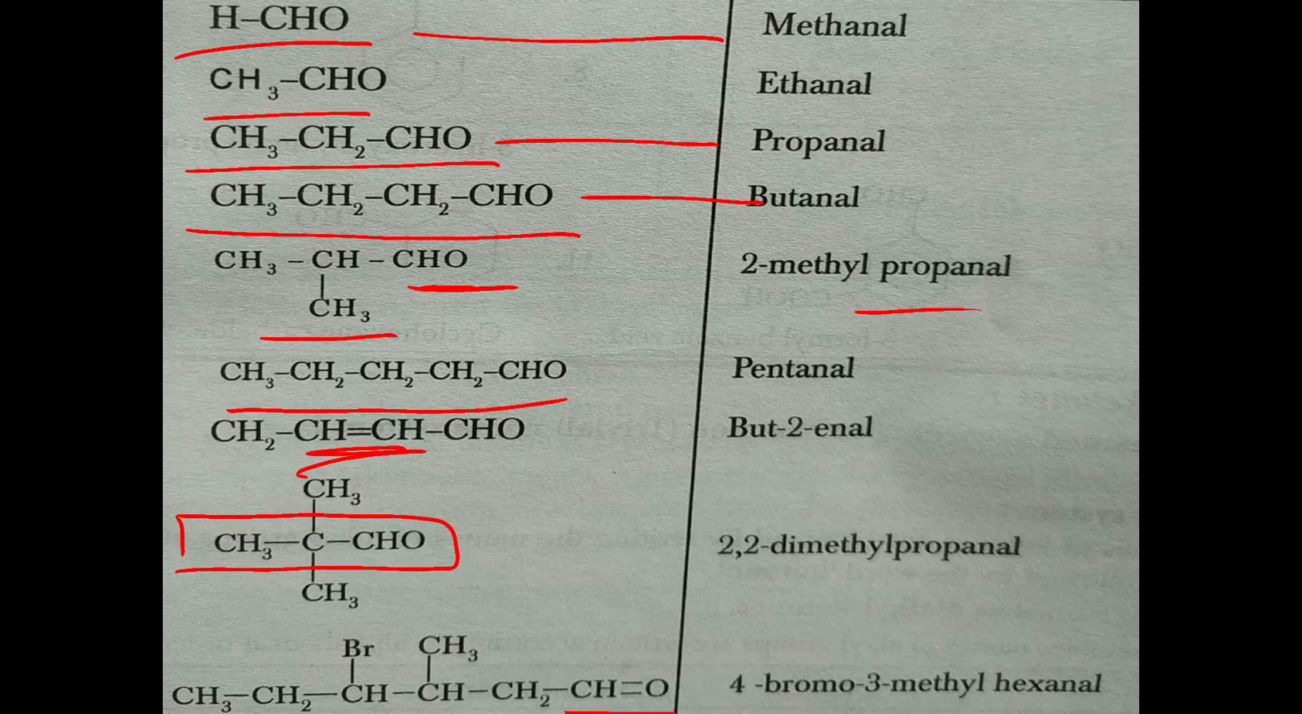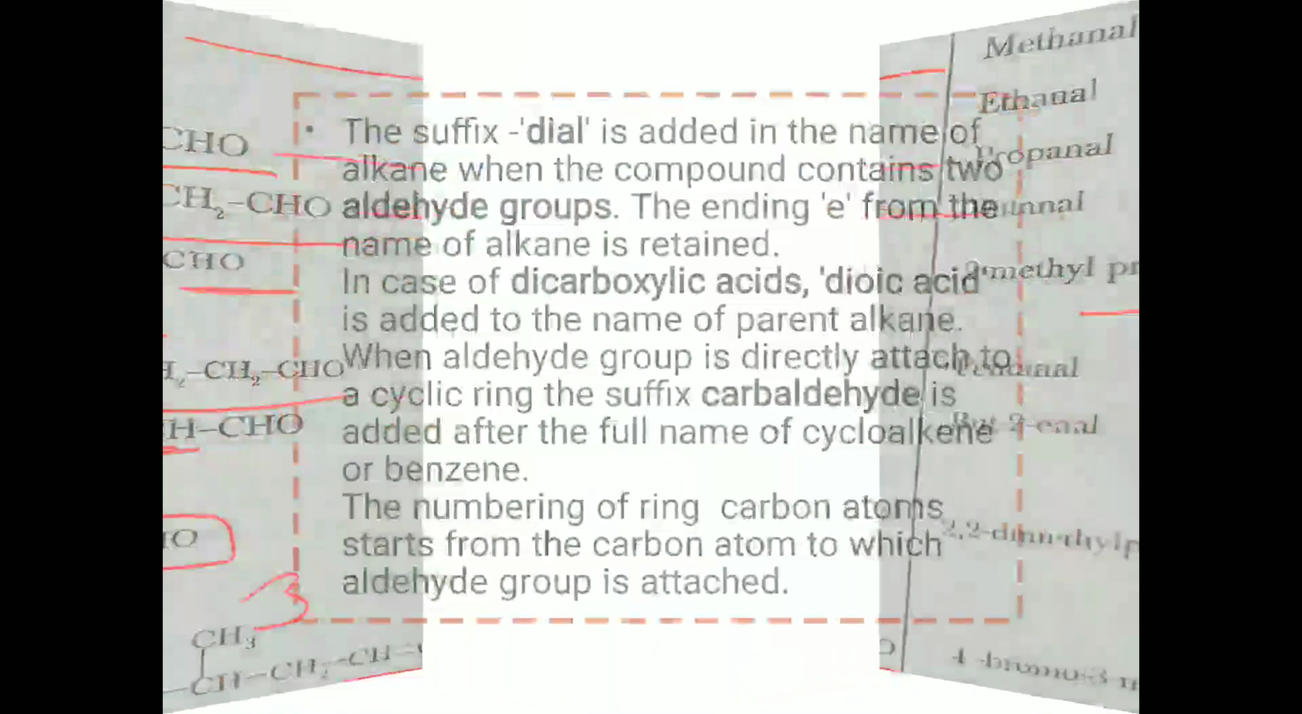Next it contains 1 2 3 4 5 6, total 6 carbon atoms, means hexanal. At the third position it contains the methyl group, at the fourth position bromine is attached, but according to the alphabetical order the first preference is bromine, as the letter B comes first and then methyl, that is M, appears last, so the name is 4-bromo-3-methylhexanal.